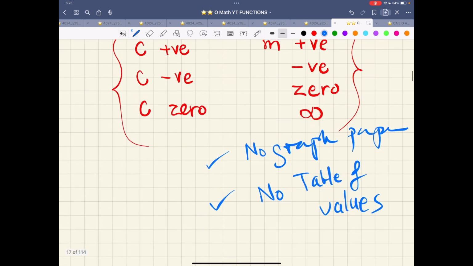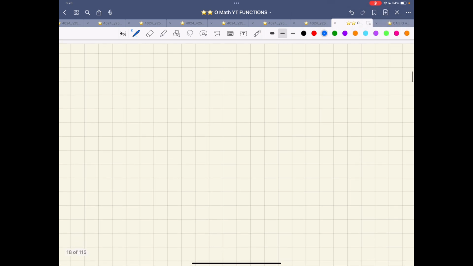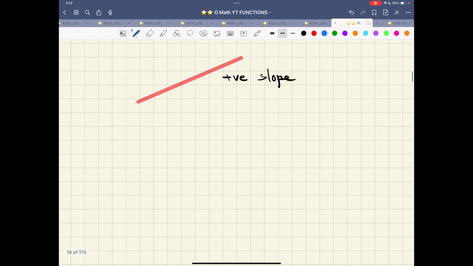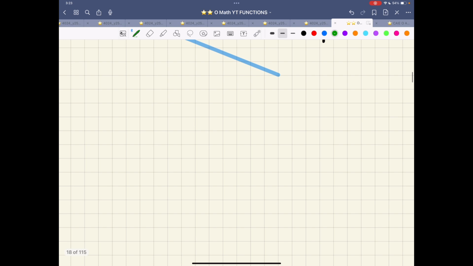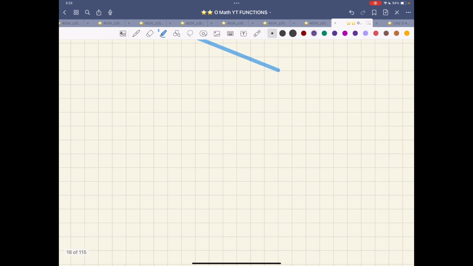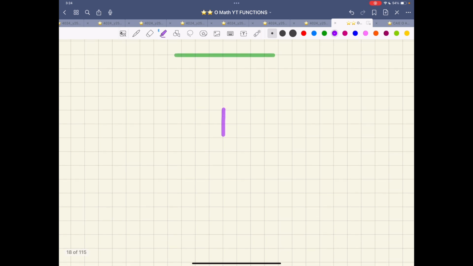So let me add a page over here. One more thing. This is a positive slope, because when x increases, y increases, and x decreases, y decreases. Let me use a blue line. There is the blue. That is a negative slope. X increases, y decreases. Let me draw this line over here. Let me first draw like this, and let me draw it like this.